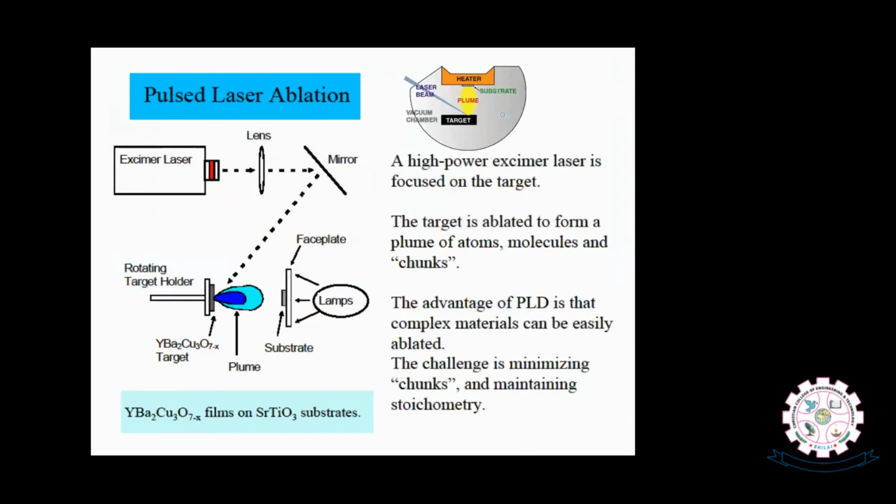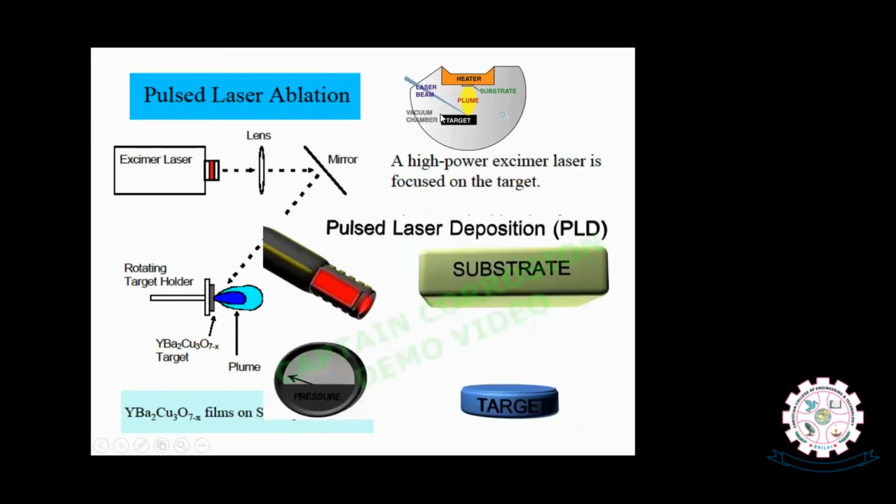And another one is laser ablation, where if you want to have a very precise stoichiometry of the film, then you will go with pulsed laser deposition. How the pulsed laser deposition takes place, maybe I will show you the video here, how the laser deposition occurs here.